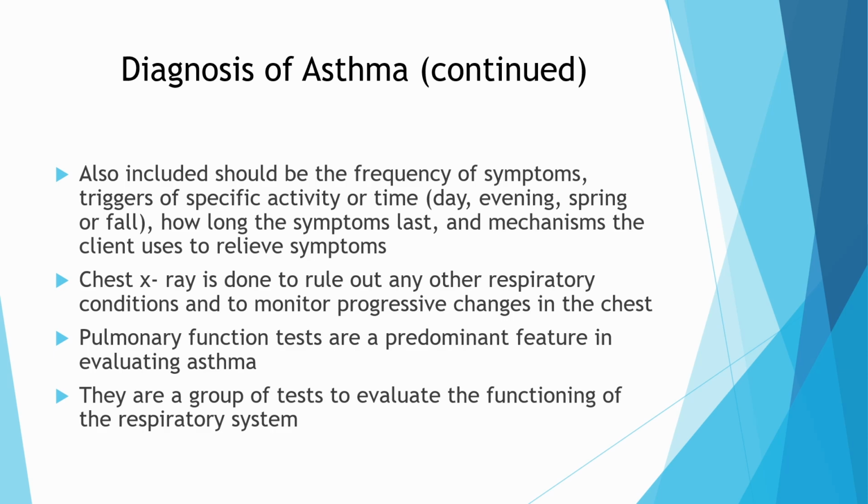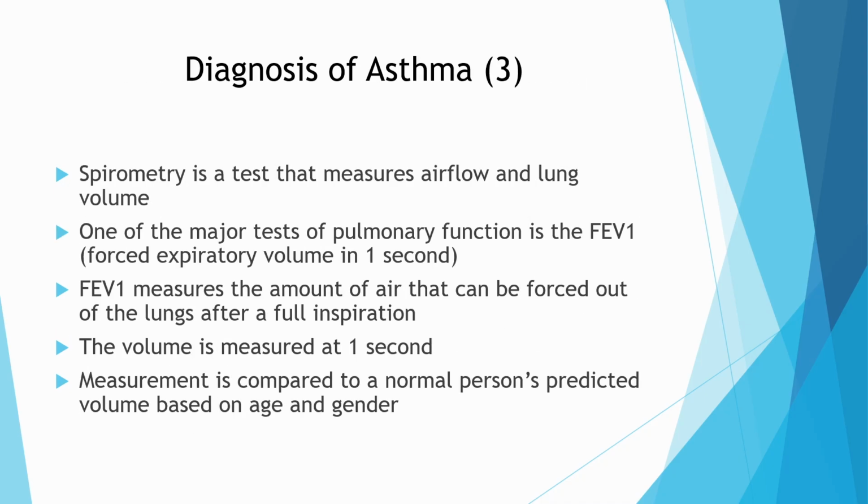Chest x-ray is done to rule out any other respiratory conditions and to monitor progressive changes in the chest. Pulmonary function tests are a predominant feature in evaluating asthma, and they are a group of tests to evaluate the functioning of the respiratory system. Spirometry is a test that will measure airflow and lung volume.